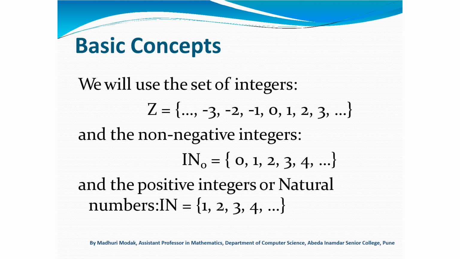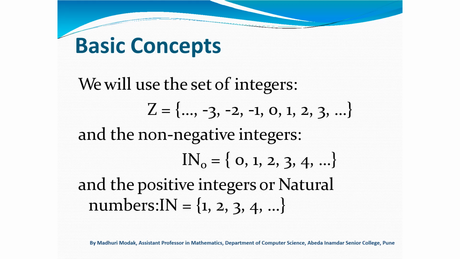These are basic concepts. In school also we have studied set of natural numbers, set of integers. So remember what is set of integers. It is denoted by Z. So it contains the numbers 0, 1, 2, 3 and so on, minus 1, minus 2, minus 3 and so on. So Z contains 0 together with all positive integers and negative integers.